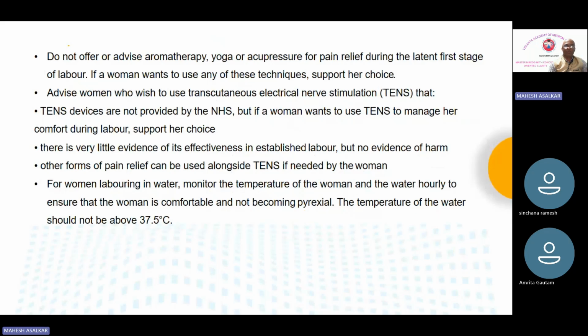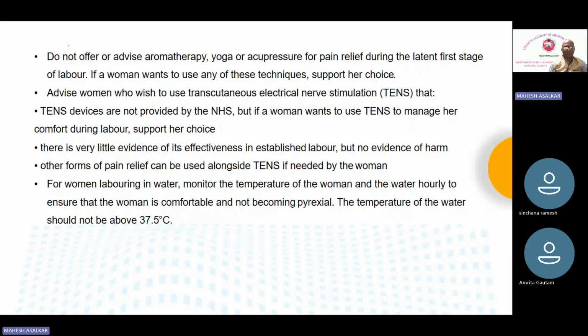Then advise women who wish to use transcutaneous electrical nerve stimulation. Sometimes there is an SBA, I think in books, most probably on TENS. So what advice should we give the woman about TENS? That TENS devices are not provided by the NHS. But if a woman wants to use TENS to manage her comfort during labor, support her choice. There is very little evidence of its effectiveness in established labor, but no evidence of harm. Other forms of pain relief can be used alongside TENS if needed by the woman.